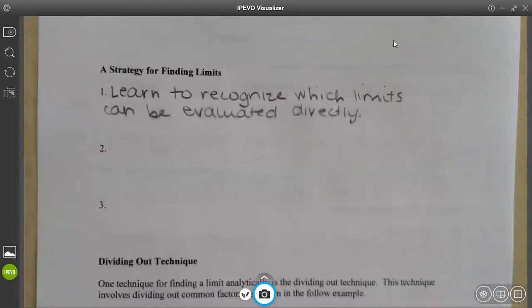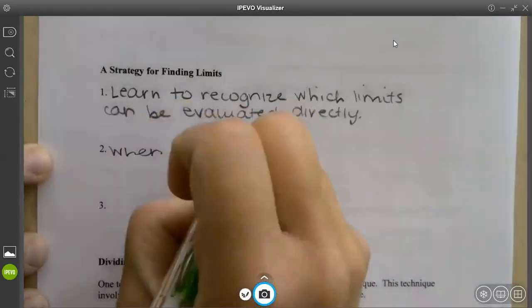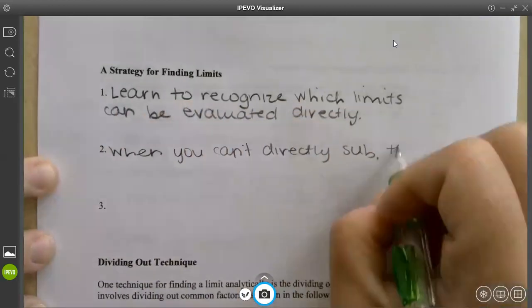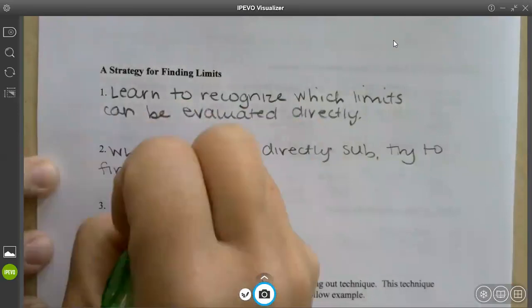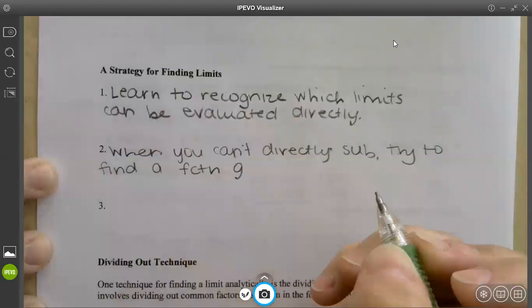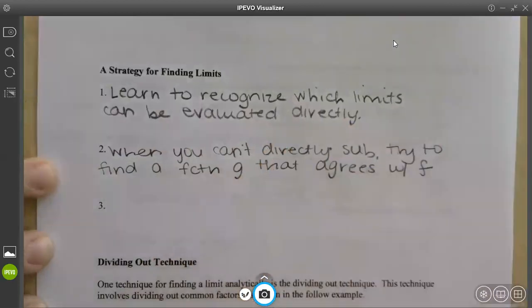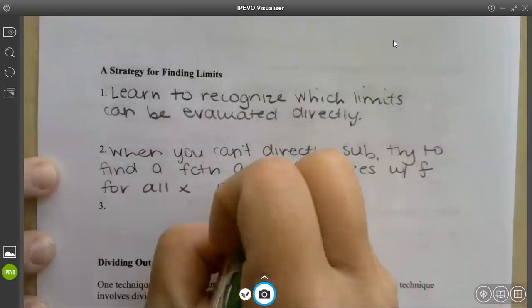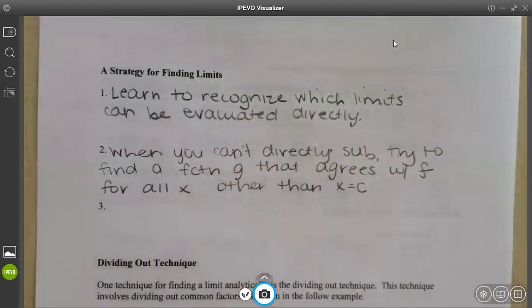All right, number 2, this is the longer of the 3. When you can't directly substitute, try to find a function g that agrees with f for all x other than x equals c. So that's what we did. We factored it so that we could get rid of that one part of the function where we divided by 0. So that's exactly what we did on part 2.